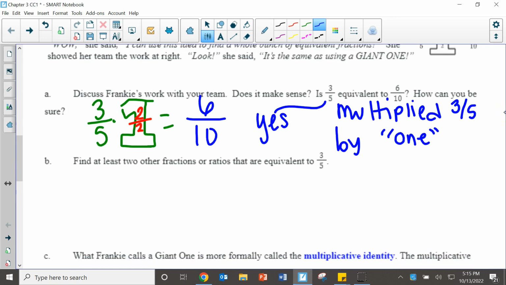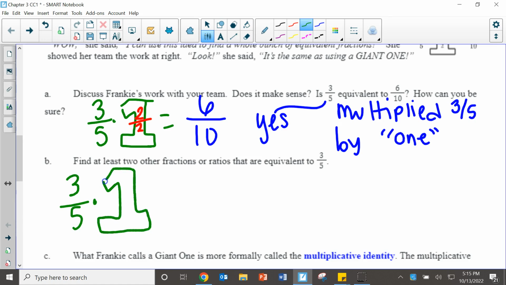So now I want you to find 2 equivalent fractions to 3/5 other than the one we used. So do not use 6/10. So find 2 new ones. And go ahead and practice using that giant 1. Okay, so you should have just found 2 fractions.